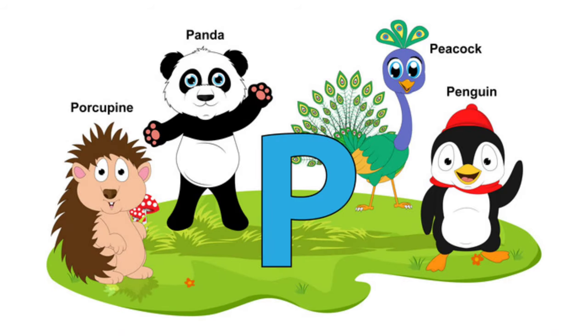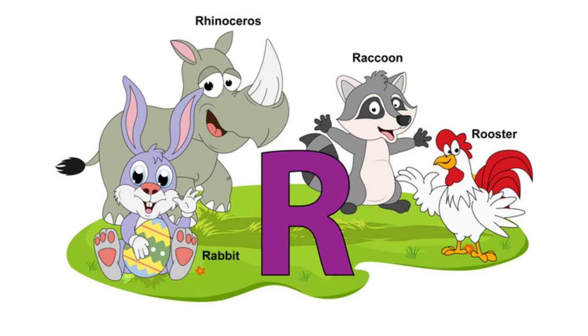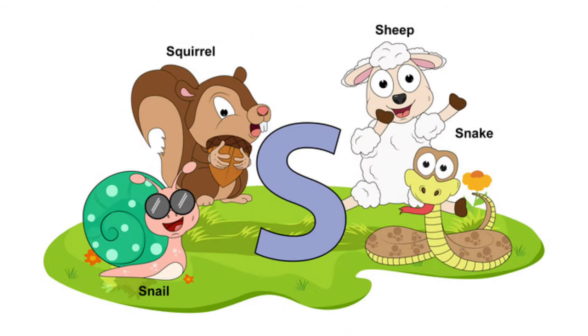P for panda, P for porcupine, P for peacock, P for penguin. Q for quail bird, Q for quicko, Q for quail bird, Q for quillo. R for rabbit, R for recon, R for rooster. S for squirrel, S for snake, S for snail, S for sheep.